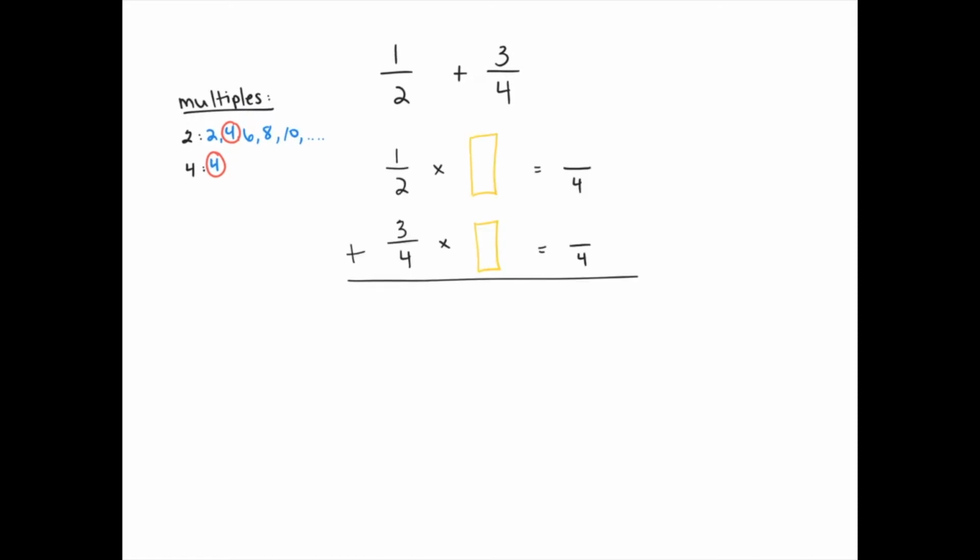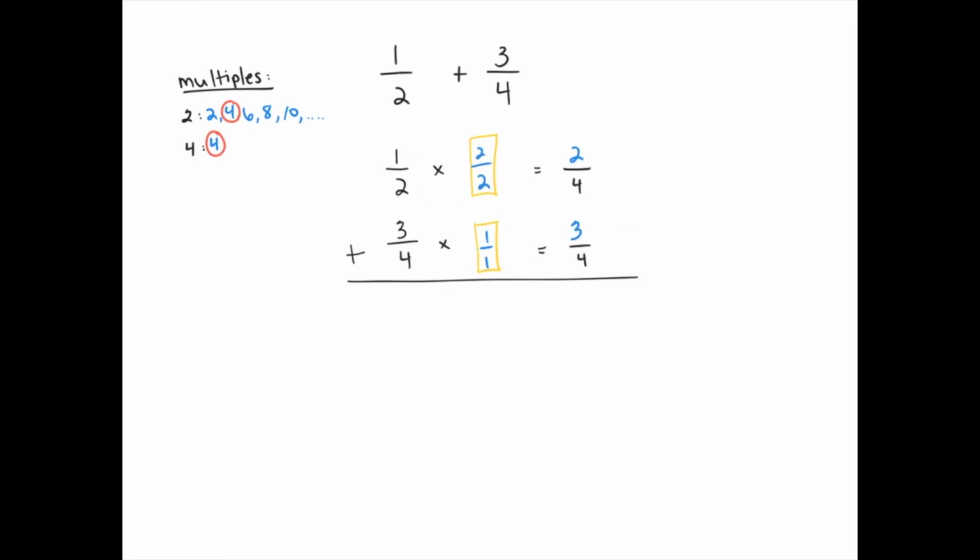If I multiply 1/2 by 2 over 2, that gets me to my denominator of 4. And when I multiply by a fraction that equals 1 whole, I'm not really changing the fraction. If I multiply my numerator, 1 times 2 equals 2. So 1/2 has now turned into 2/4. If I multiply 3/4 by 1 over 1, because that will get me my denominator of 4, and again, I'm multiplying by a fraction that equals 1 whole, not really changing the fraction. If I multiply my numerator, 3 times 1 is 3. 3/4 actually stayed the same.